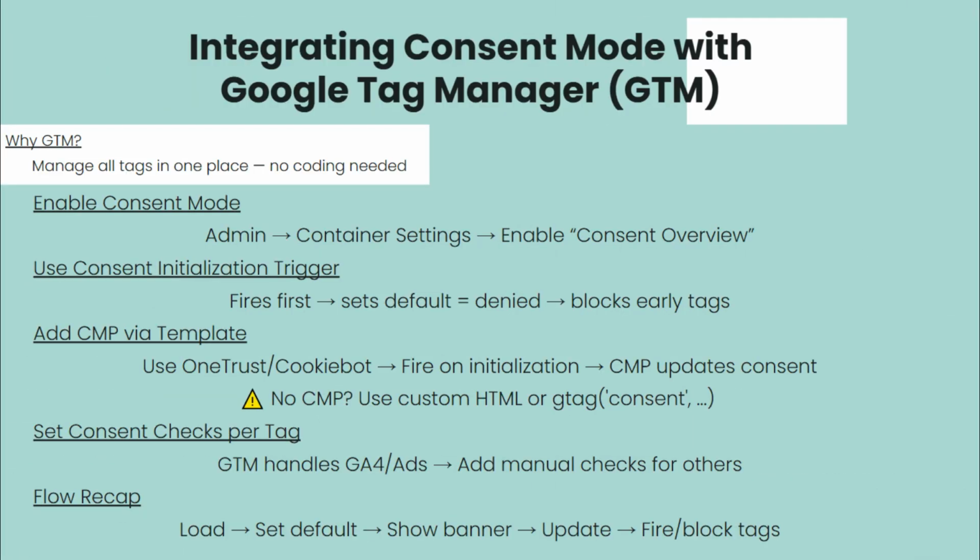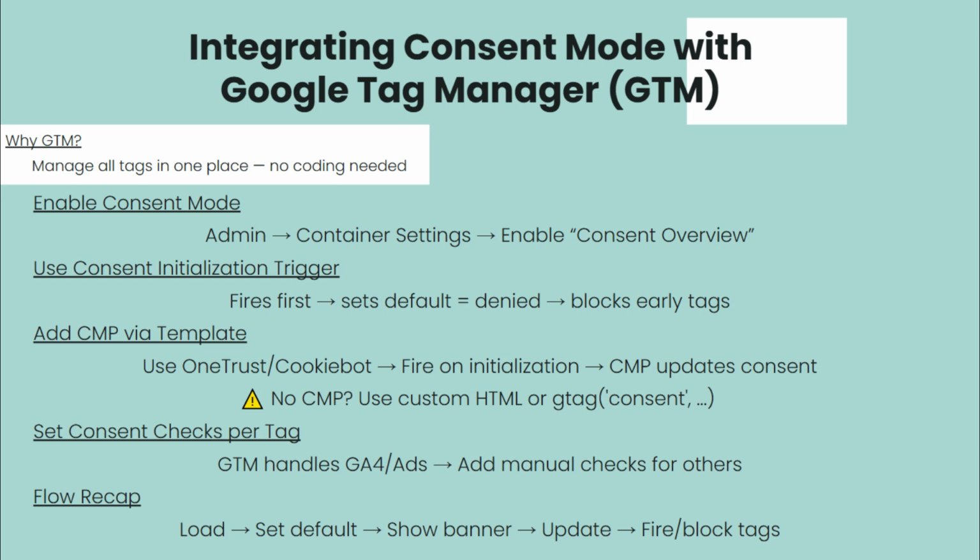The recommended approach is indeed to use a CMP tag template in GTM. Steps often include: add the CMP's tag via the template, choose it from the gallery, configure your CMP ID or settings, set the default consent within that tag, usually all denied until the user interacts, and fire it on the consent initialization trigger so it runs first. The CMP tag will then handle showing the banner. When the user makes a choice, the tag can call GTM's consent API or fire events to update consent.